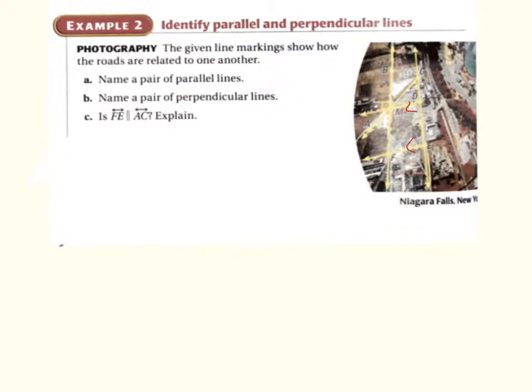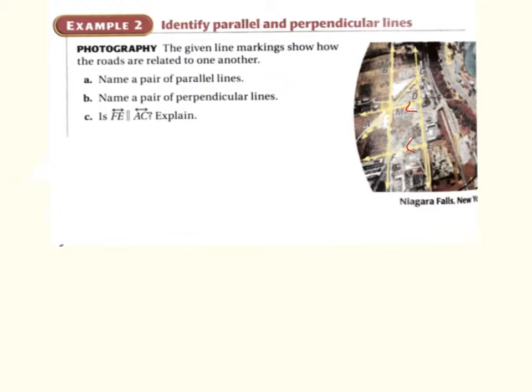Okay, so let's go do example 2. The question is, the given line markings show how the roads are related to one another. This didn't come out the best on my photo, so I added some of the parallel marks here, and then we have our little 90-degree angle here, so we need that for our question. This should look a lot better in your book than it does on here, although it's not the easiest to see on there as well. Anyways, for A, it says name a pair of parallel lines. So again, you're just looking for the little parallel symbol.